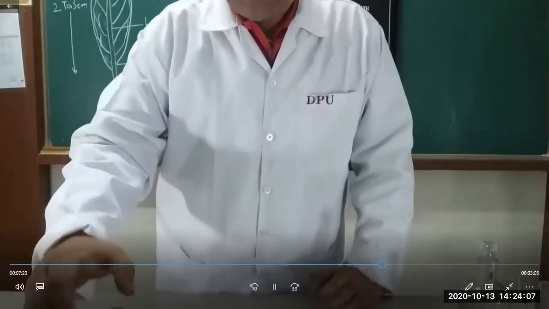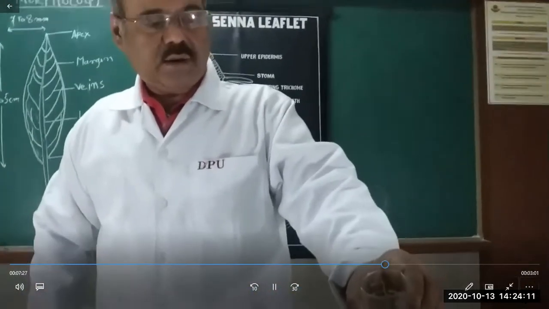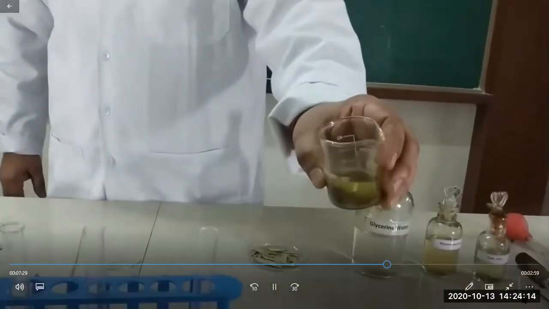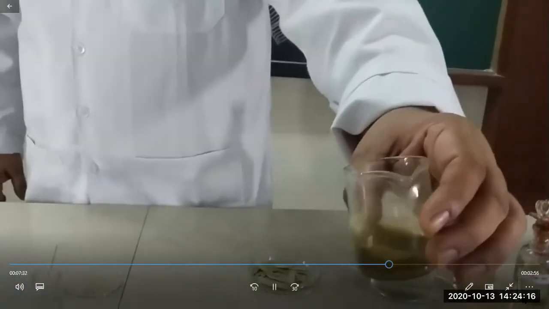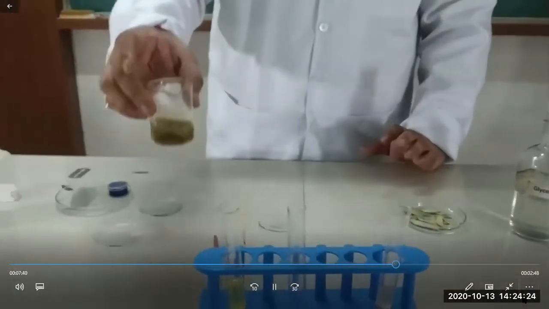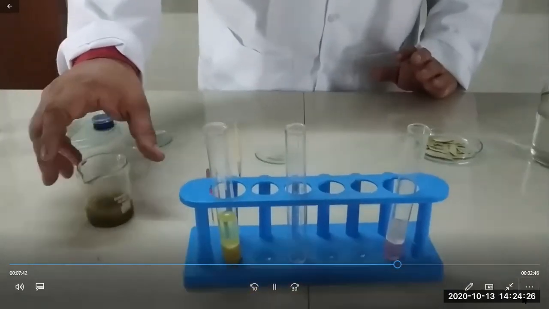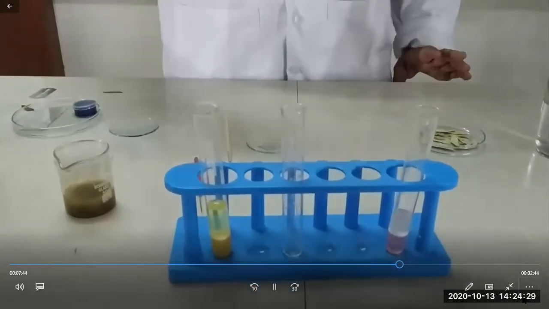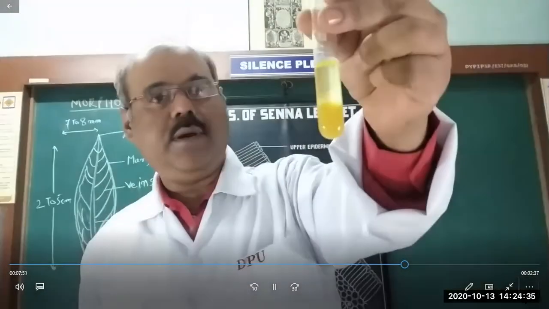In the Borntrager test, first you have to take the senna leaves, add dilute HCl, and boil the leaves in this dilute hydrochloric acid. This will give hydrolysis. After that, you have to filter this solution, and to the filtrate, you have to add benzene. When you add benzene, you will have two layers.